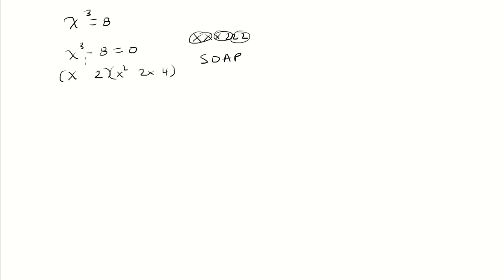S stands for same. We're going to use the same sign, which is minus. O is opposite, so opposite of minus is plus. And the last one is always positive, so that's going to be plus. Equals 0, so we're going to set each factor equal to 0.